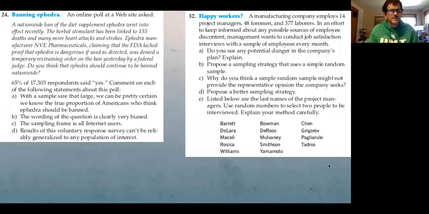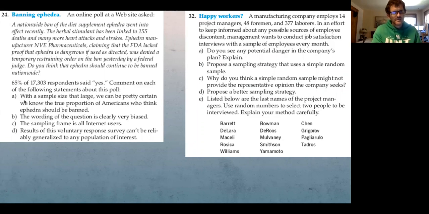Okay, so right here we've got an online poll at a website, asked a question. A nationwide ban of the diet supplement ephedra went into effect recently. The herbal stimulant has been linked to 155 deaths and many more heart attacks and strokes. Ephedra manufacturer NB Pharmaceuticals claimed that the FDA lacked proof that ephedra is dangerous if used as directed. It was denied a temporary restraining order on the ban yesterday by a federal judge. Do you think that ephedra should continue to be banned nationwide? And there's results. We are going to comment on each of these statements. So that's what the task is.